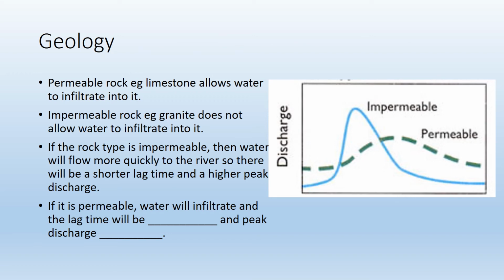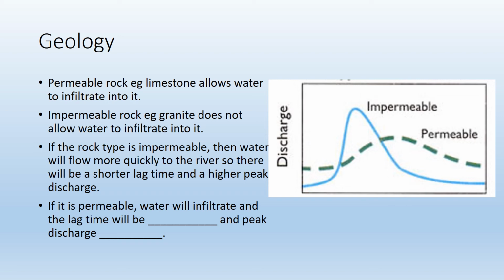We've got two broad categories of rock type: impermeable rocks, which are ones that do not allow water to go through, and permeable, which do allow water to go through them. So we've got two different types. First of all, permeable rocks, such as limestone, allow water to infiltrate into the rock structure itself, compared to an impermeable rock such as granite, which doesn't allow water to infiltrate into it.